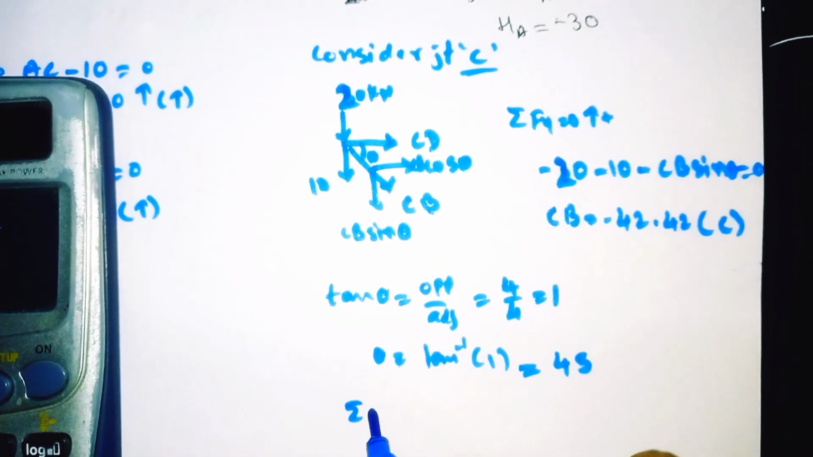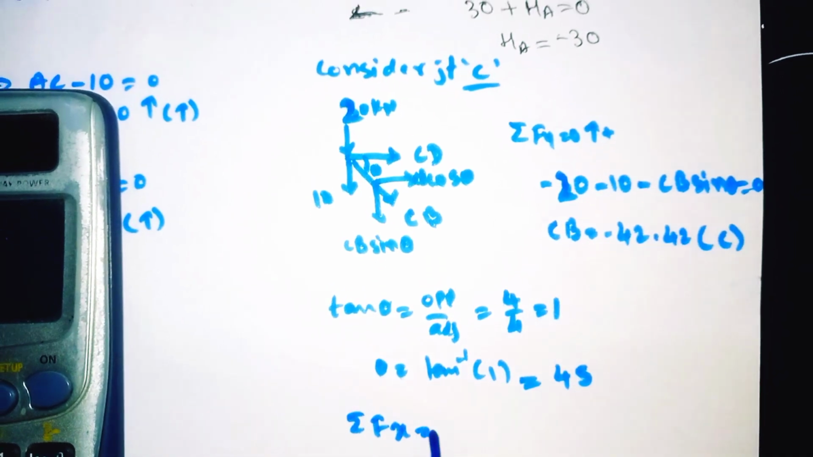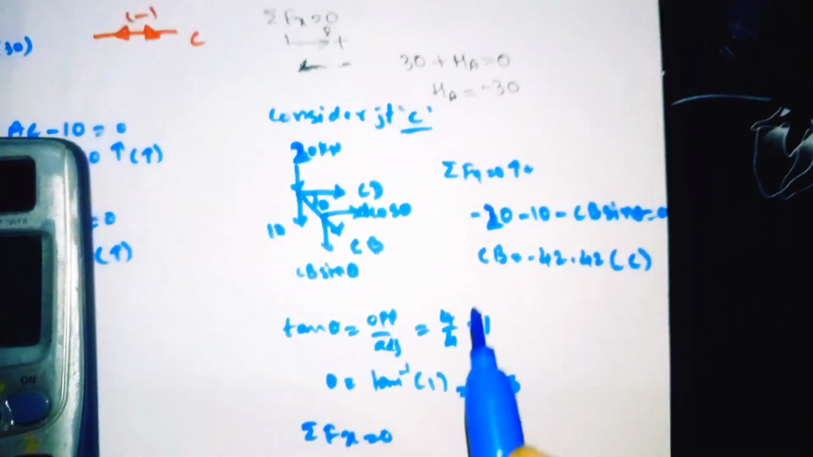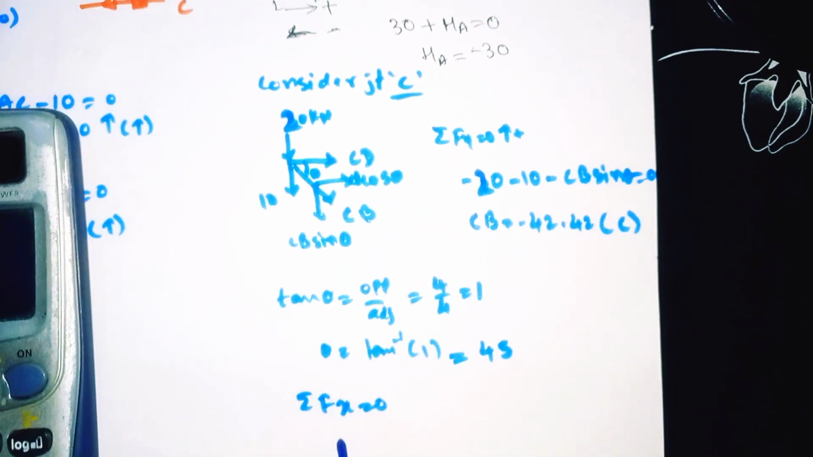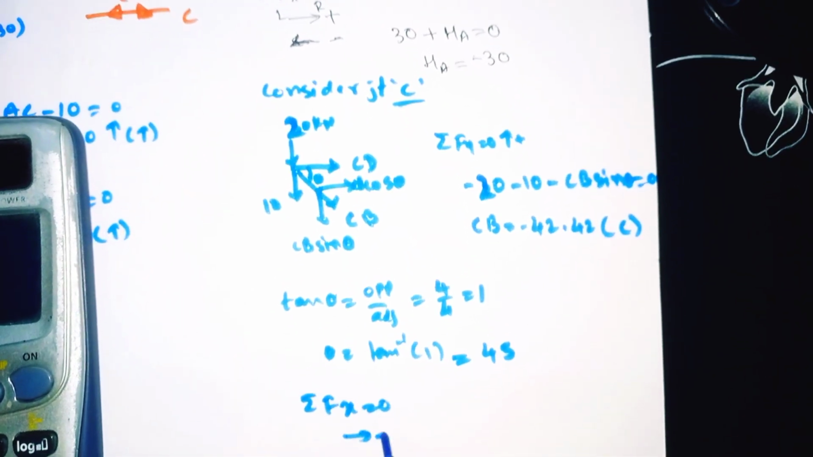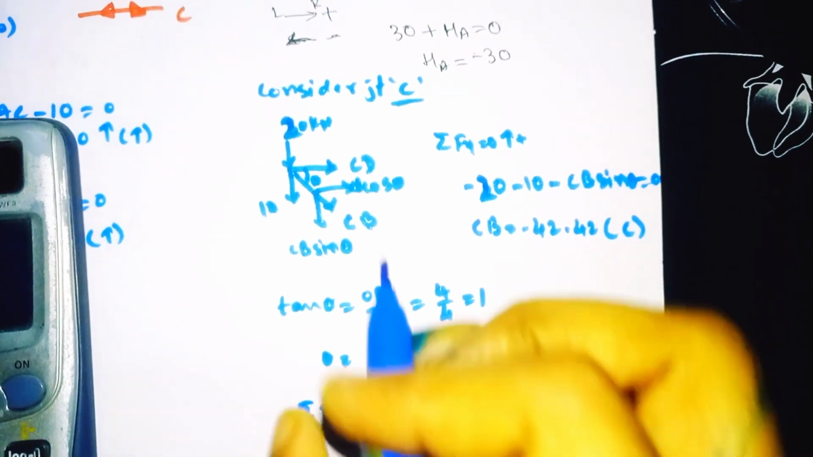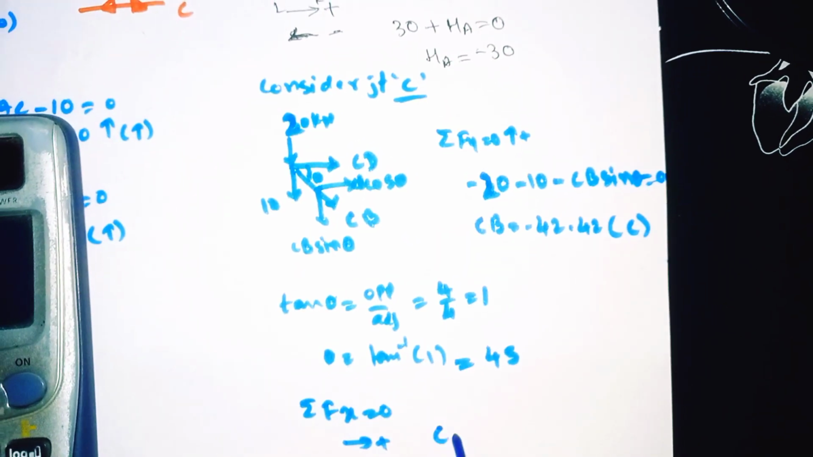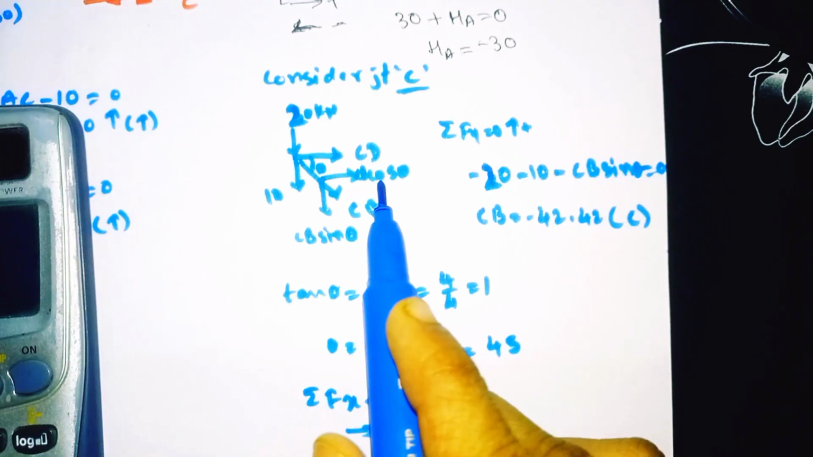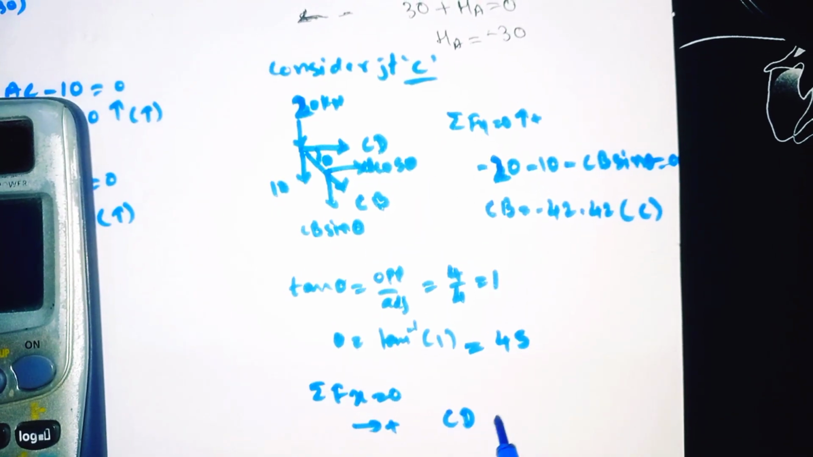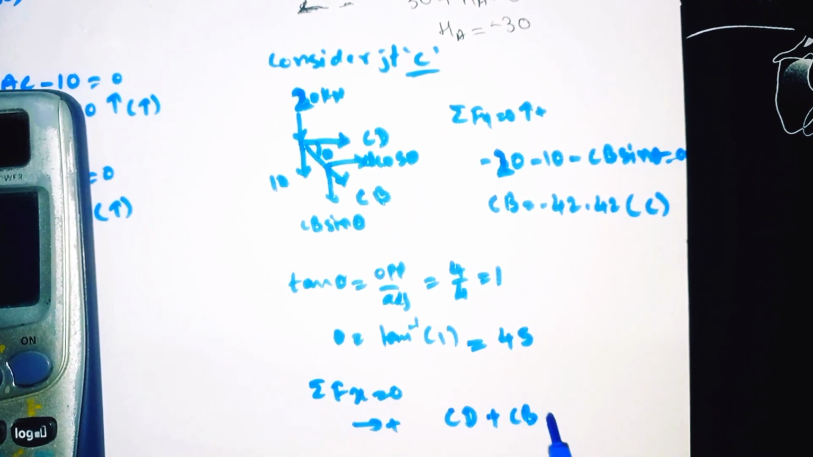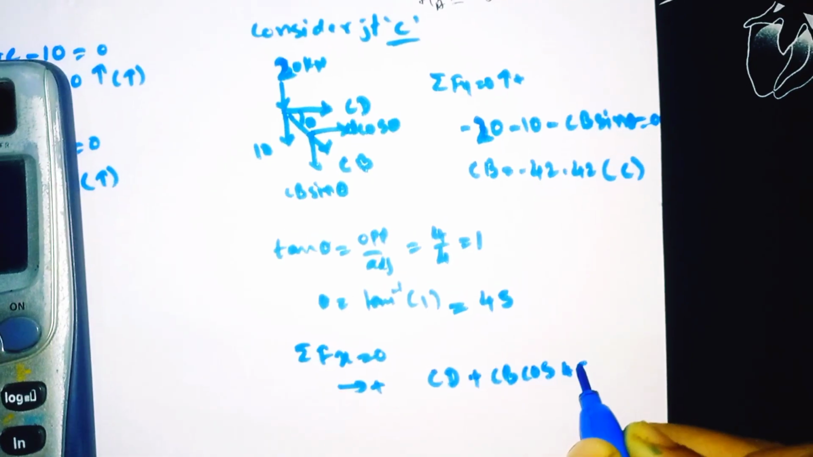Summation of all the horizontal forces is equal to 0. CD is a horizontal force, so from left to right we need to take it as positive. It is moving left to right, it means positive CD. Our CB cos theta is also moving left to right, so it is also positive. Theta is 45, so write it as it is.